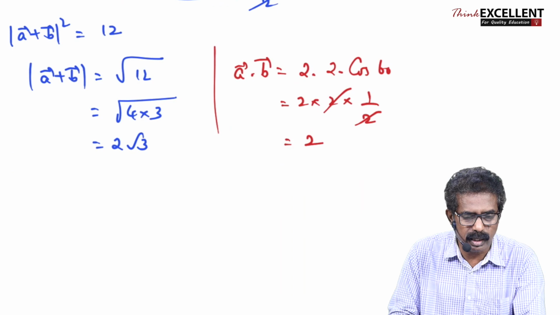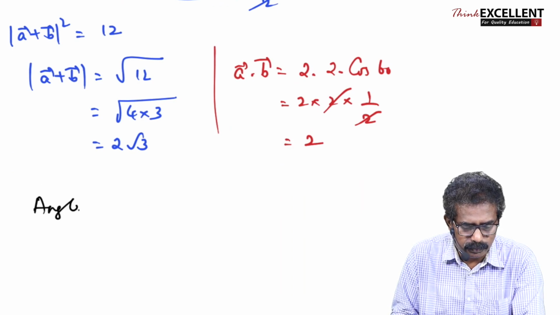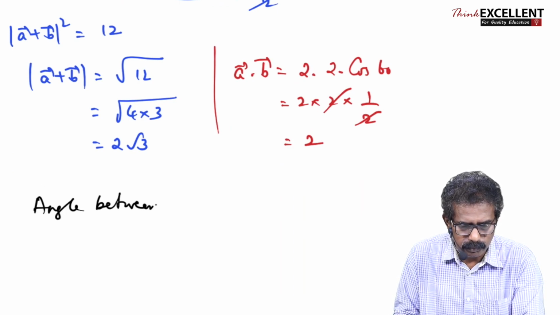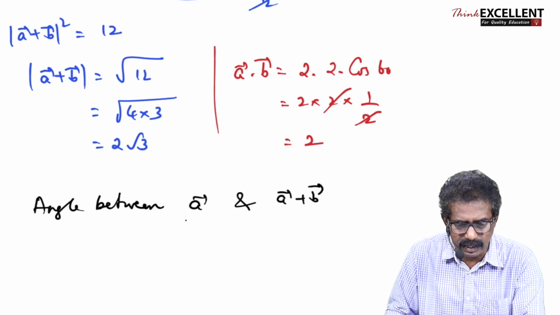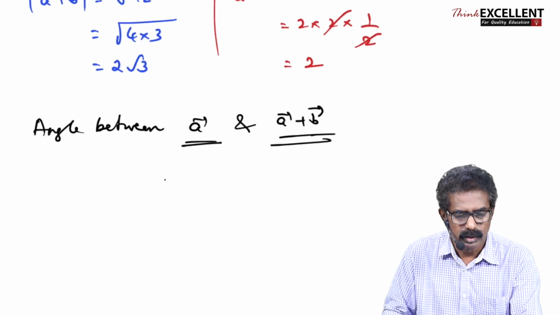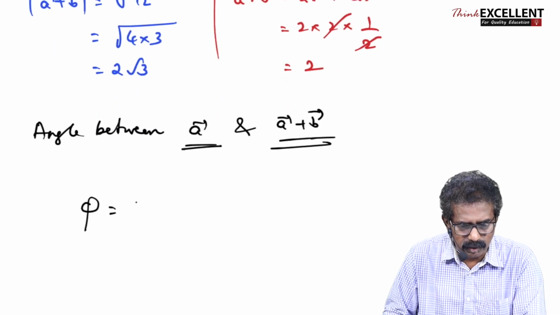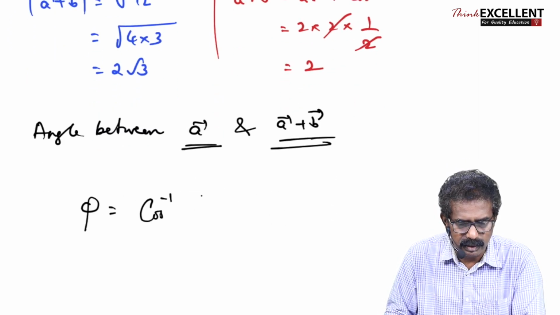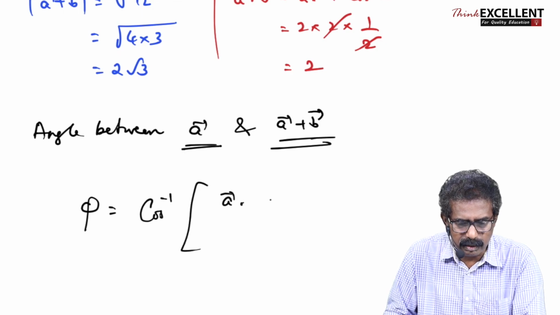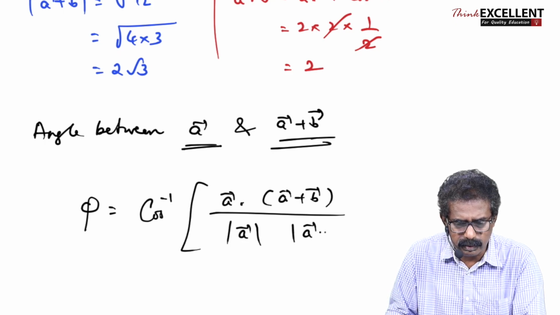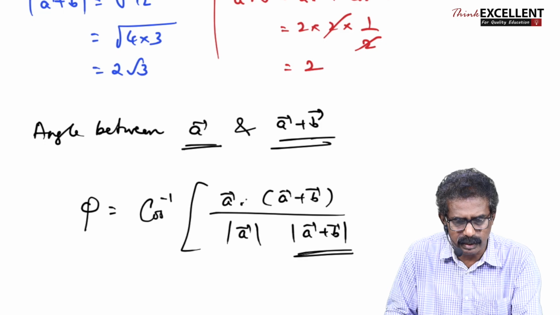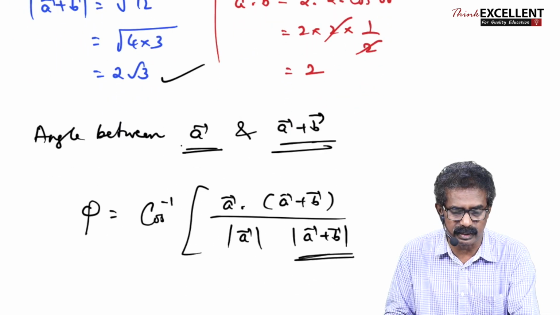Here we want the angle between A vector and A vector plus B vector. This is our A vector. This is our B vector. So the angle, already we used theta, so I'm using some other letter. Cos inverse of A dot (A plus B), by modulus A into modulus A plus B. So this value we got, no? So for that purpose only we did that first itself.